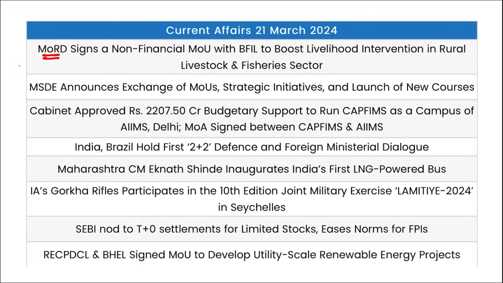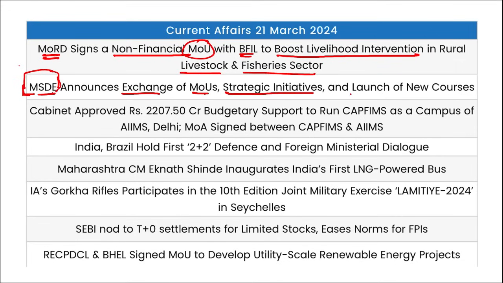Ministry of Rural Development signed a non-financial MOU with BFIL to boost livelihood intervention in rural livestock and fishery sector. Ministry of Skill Development and Entrepreneurship announced the exchange of MOUs, strategic initiatives and launch of new courses.